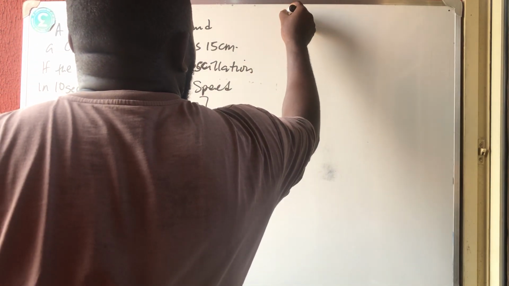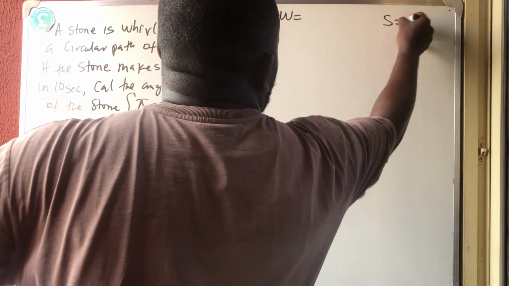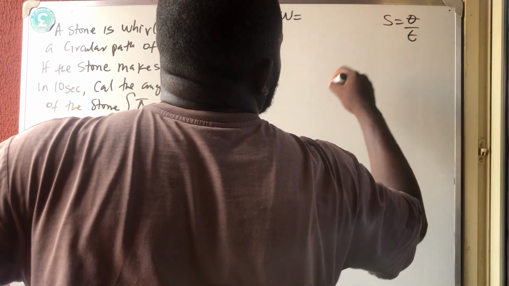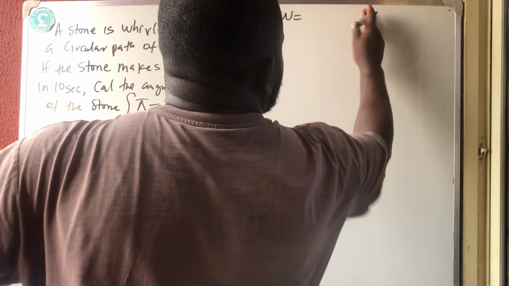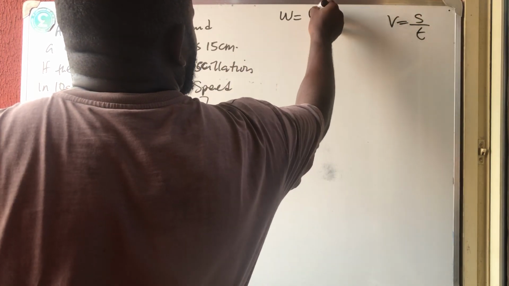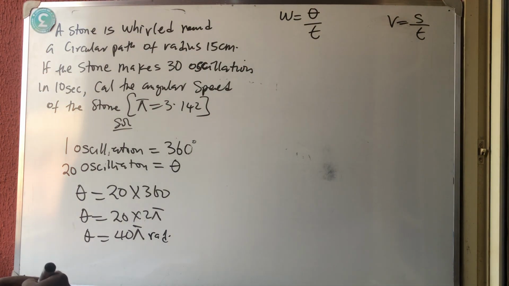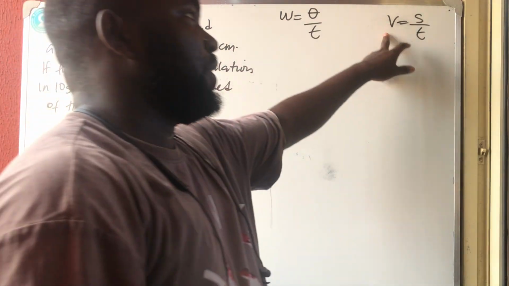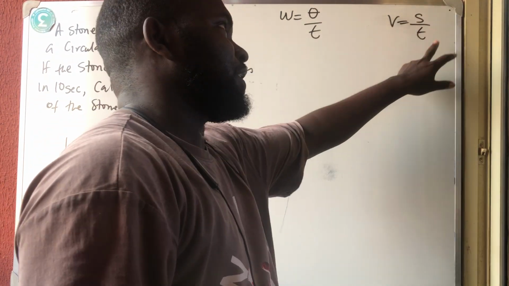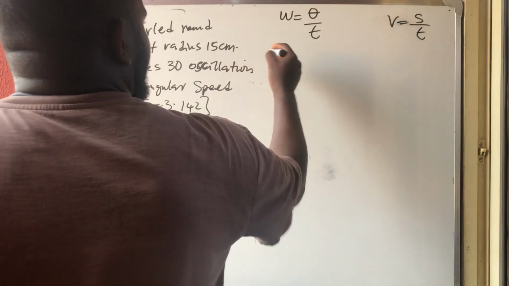And we know that normal speed is equal to distance over time. So angular speed should be what? Angular displacement over time. Linear speed is equal to displacement over time. Angular speed should be angular displacement over time.